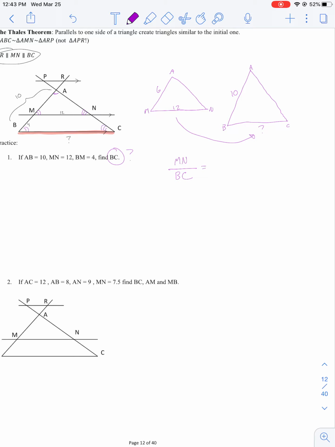That ratio needs to be equal to the ratio of my side lengths. So AM to AB. We're saying what did you do to 6 to get all the way up to 10? That makes sense. So we can fill out some values that we know. MN is 12. BC is unknown. I'm going to leave it as BC. AM is 6 and AB is 10.